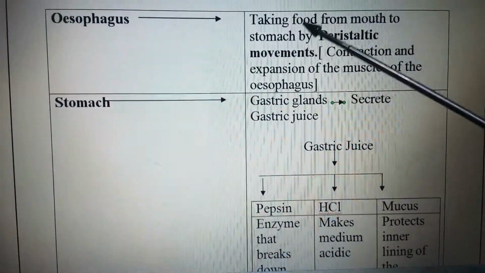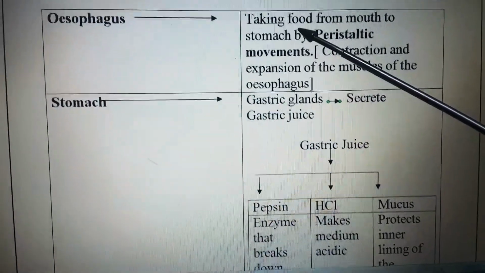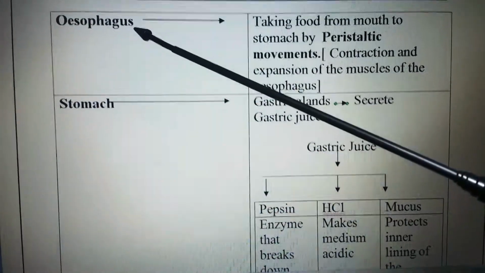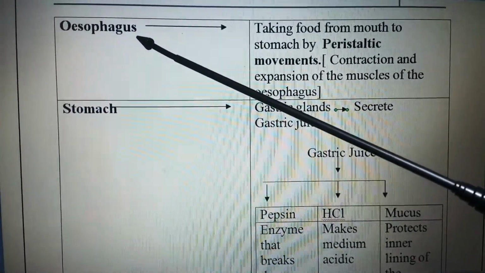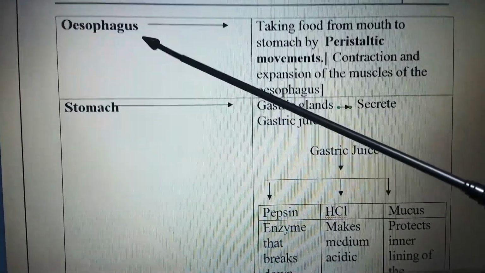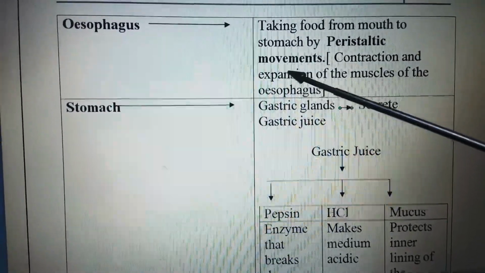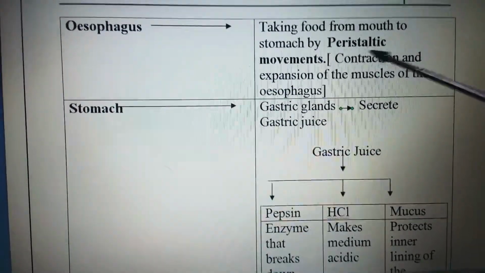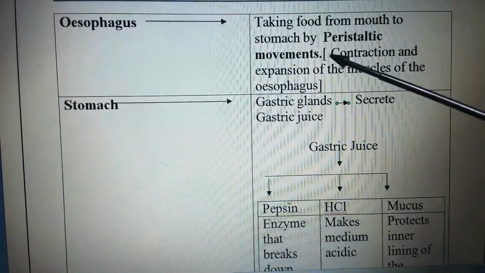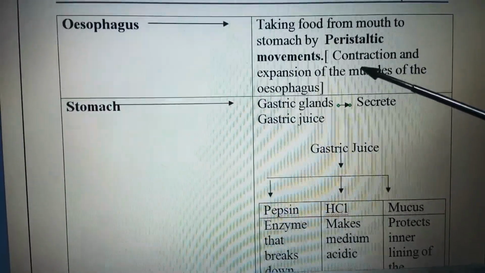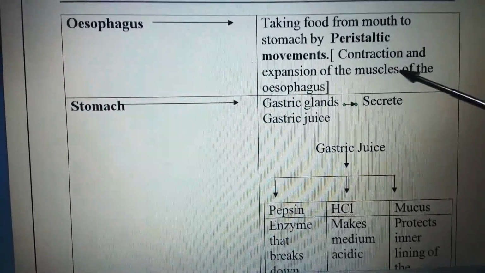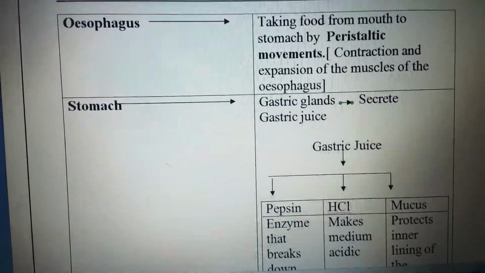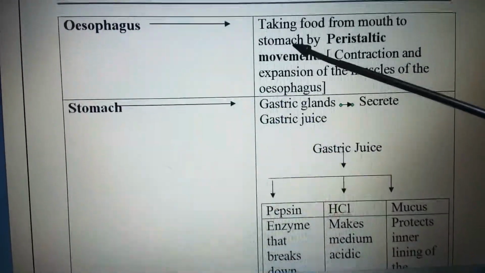After the food is ingested, it is moved from the mouth to the stomach with the help of the food pipe or esophagus. In this, the food is continuously moved in a movement known as peristaltic movement. So what is peristaltic movement? Peristaltic movement is the movement in which there is continuous contraction and expansion of the muscles of the esophagus in order to move the food from the mouth to the stomach.